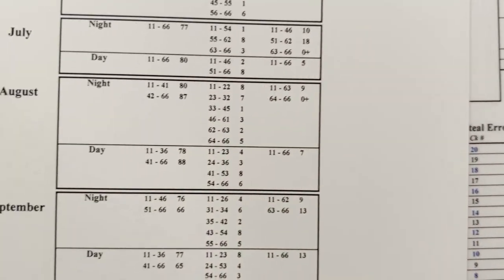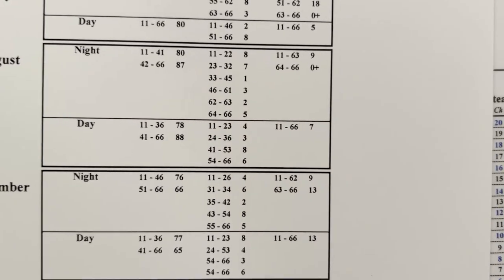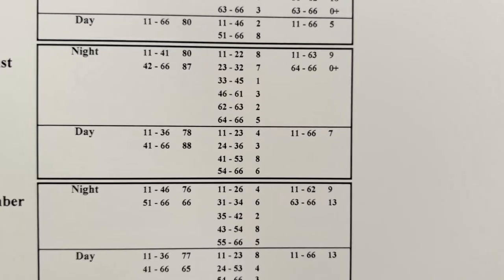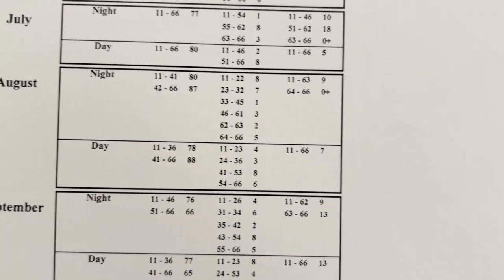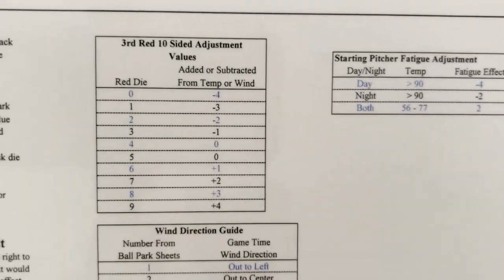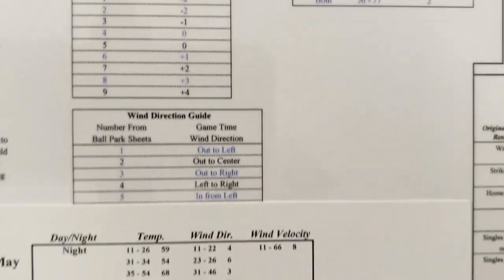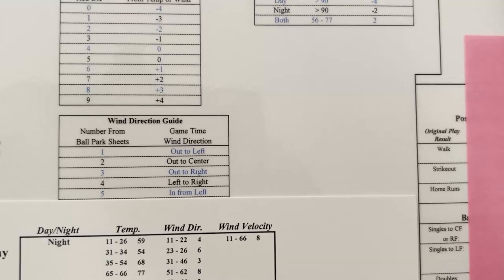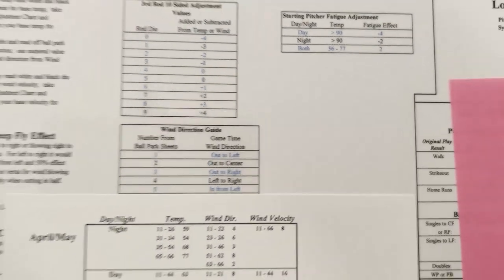Okay, and then the last roll we're going to do is the wind speed, and that's going to be an easy one because anything 11 to 66, the base is 7 miles an hour. So I'm just going to roll the red, and I got a 0. Okay, a 0 is going to be a -4, because when the red die is 0, you would subtract 4 from the base for the temperature of the wind. So it's 80 degrees and the wind is blowing out to right. 7 minus 4 is 3 miles an hour.